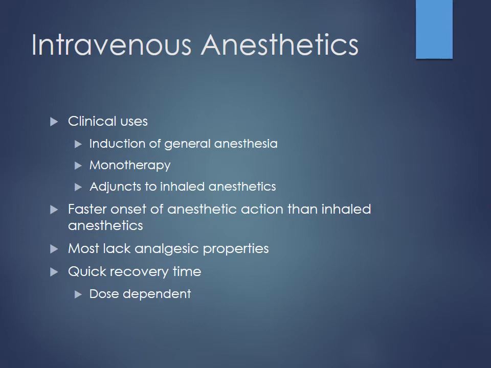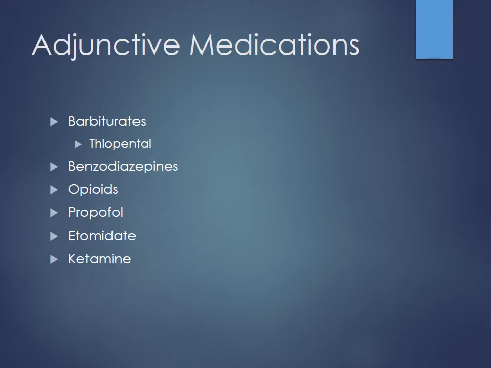So again, recovery times are very much going to be dose dependent, and also a little bit dependent on the patient, kind of what else they've got. The big ones you're going to use here include the barbiturates. Thiopental is going to be a big one you can use in the surgical setting. We're talking about benzos, opioids, propofol, etomidate, and then ketamine as the main ones we're going to discuss today.